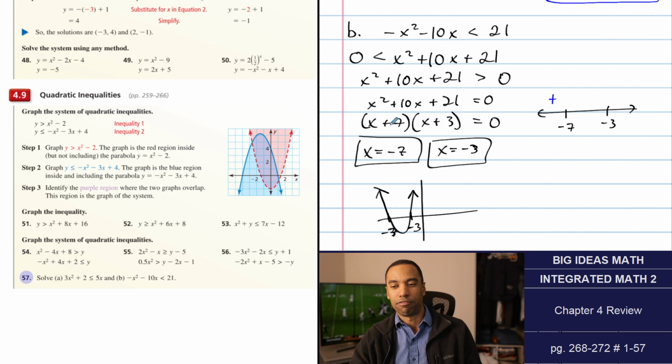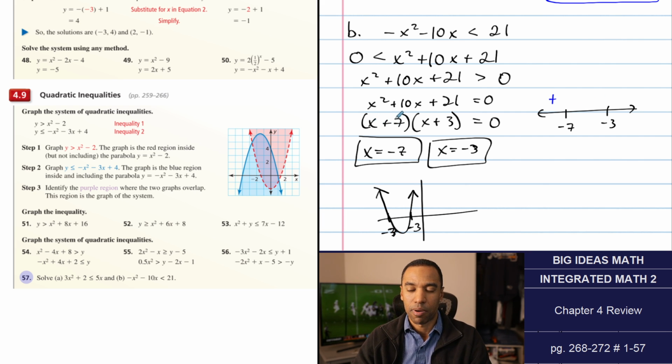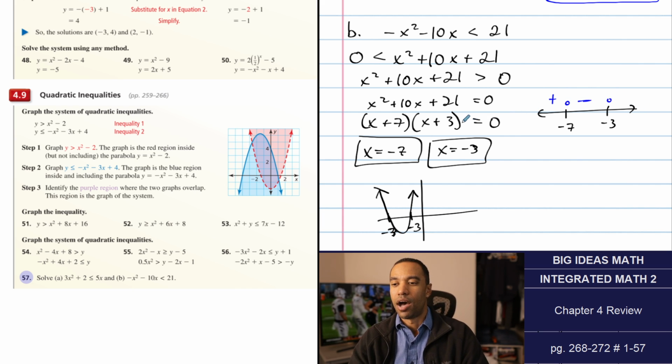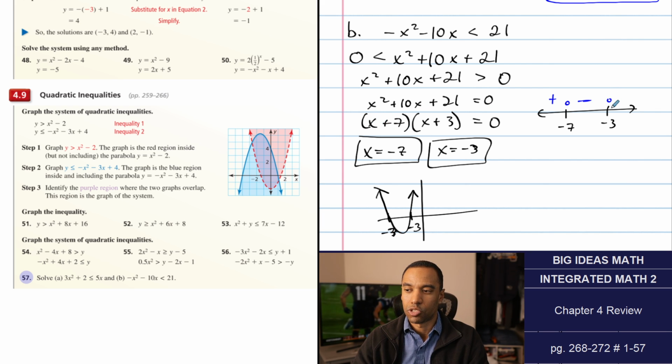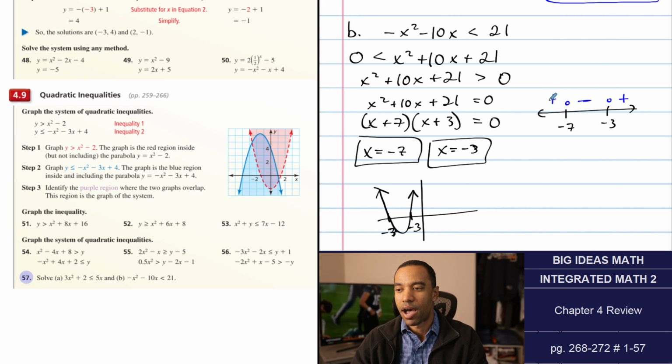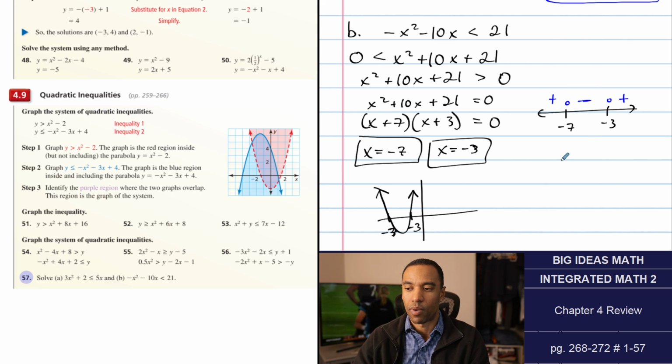Let's plug in something like -5. -5 plus 7 is positive. -5 plus 3 is negative. Positive times negative is negative. Remember, these are zeros. Let's plug in 0. 0 plus 7, 0 plus 3. That's positive. So you can see we're positive to the left of -7, positive to the right of -3.